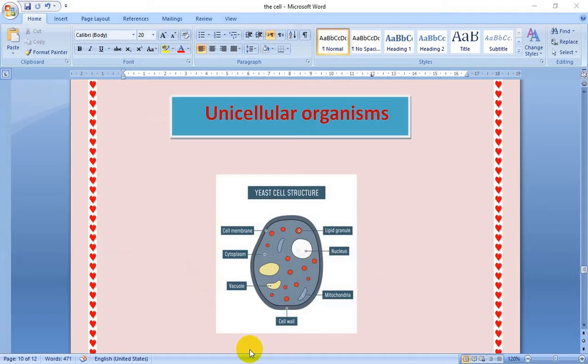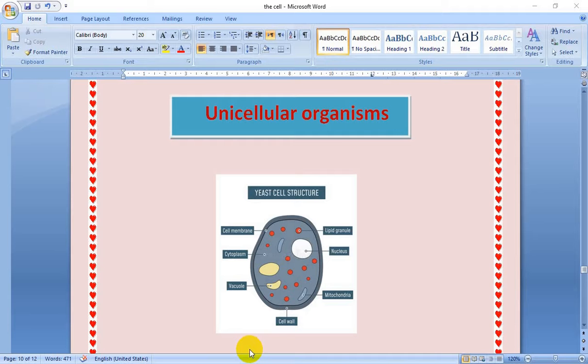Okay, Primary 4, you know that humans, animals, plants, they are multicellular living organisms. That means they have more than one cell. But we have also other organisms, we call them unicellular organisms. That means they have only one cell. Their bodies have only one cell. And we have examples of them. Yeast fungus. You know this yeast? We use it in baking cake to make the cake bigger in size.